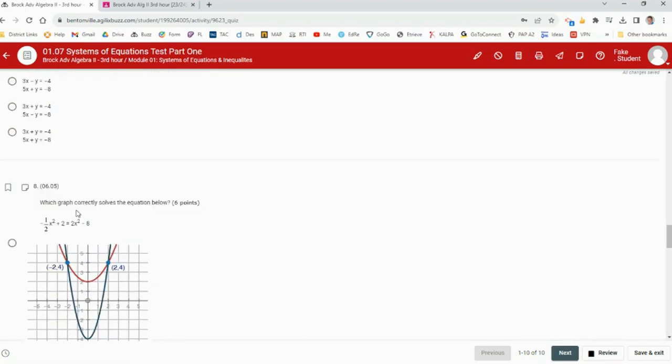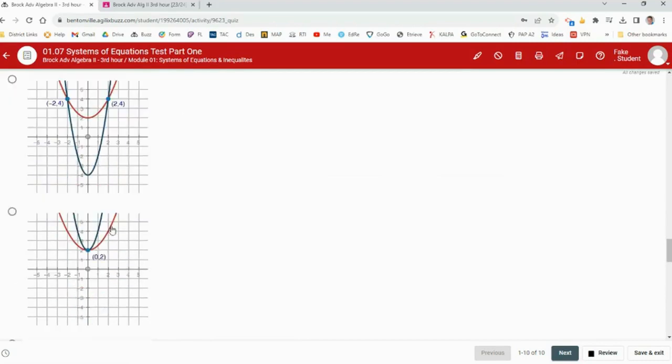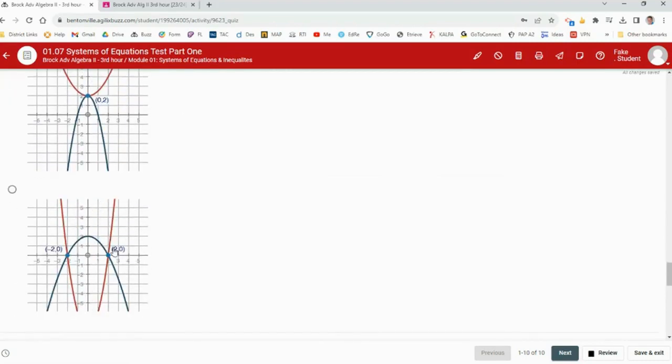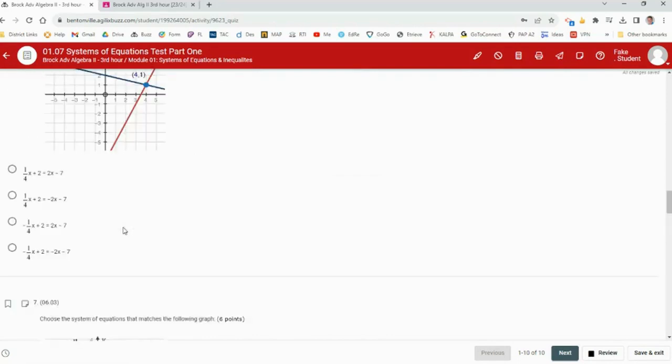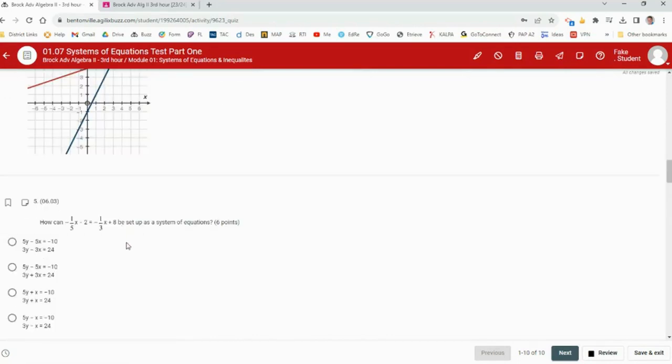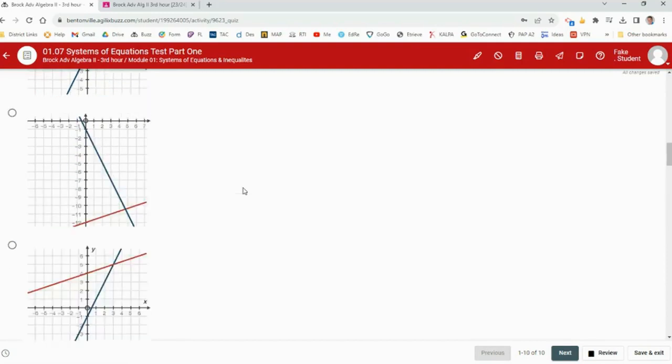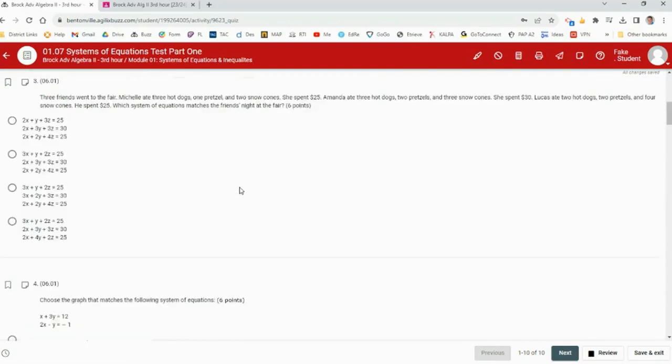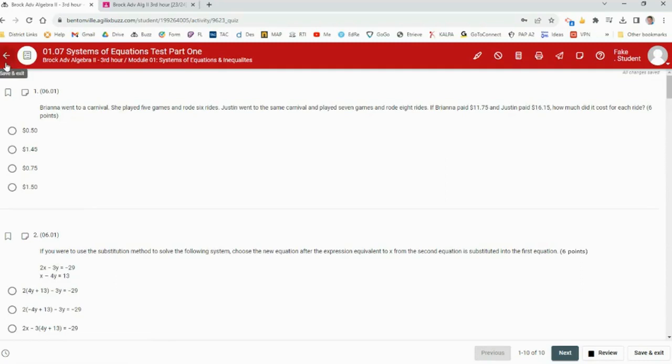There's one where it asks which graph solves the equation below. So if we gave you this equation, which would be the graph of that equation? Of those 4 graphs. Just different multiple choice problems. How can you set this up as a system of equations? Which one of those would correctly be the same equations? So 10 multiple choice. Let's look at part 2.